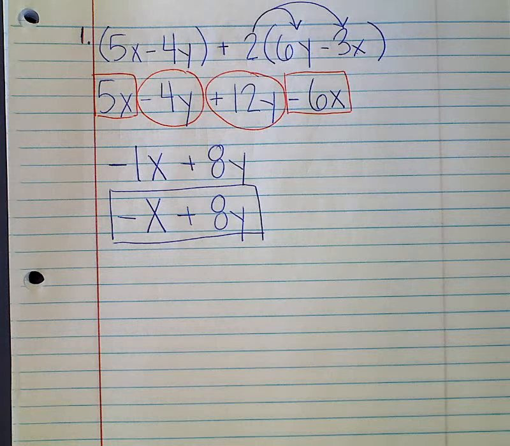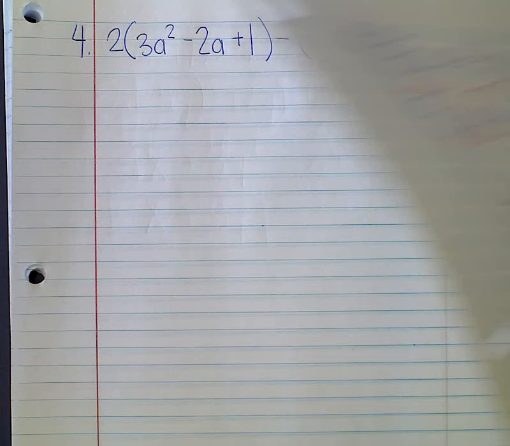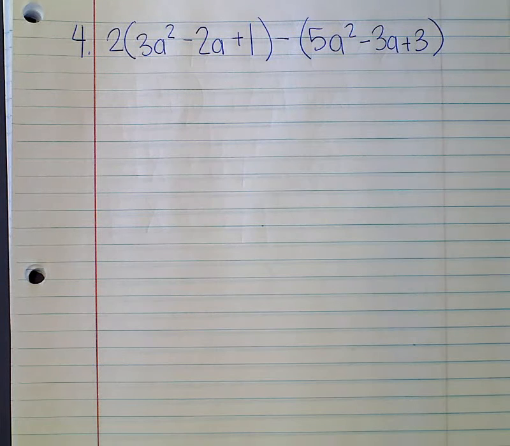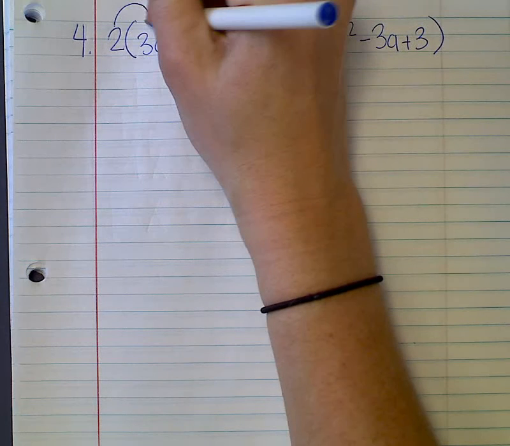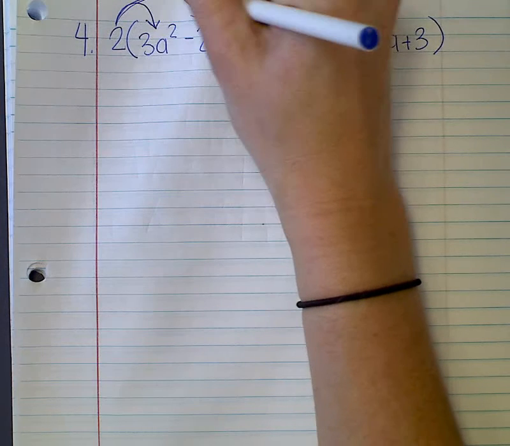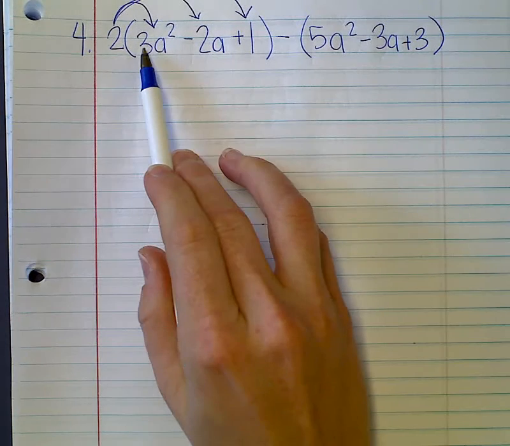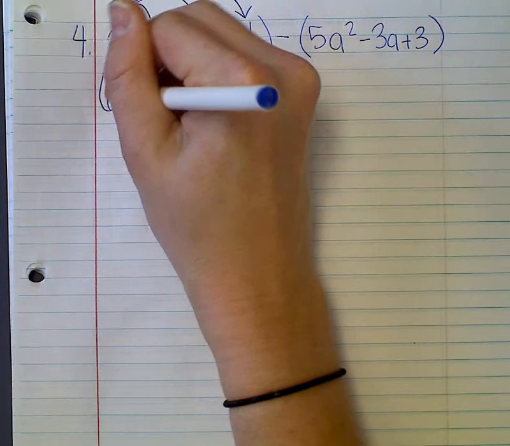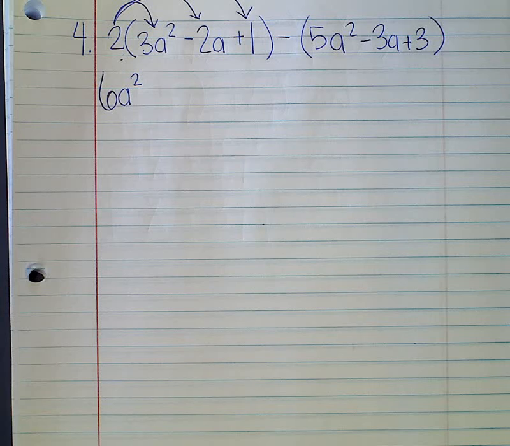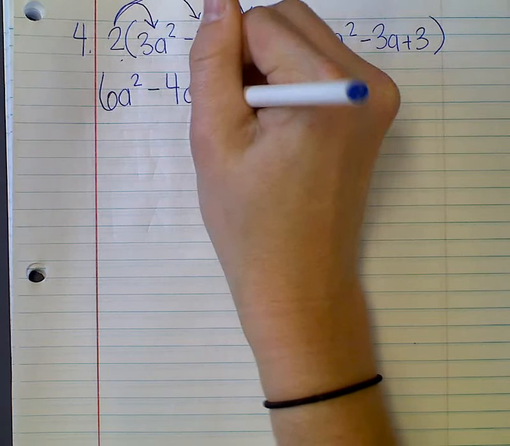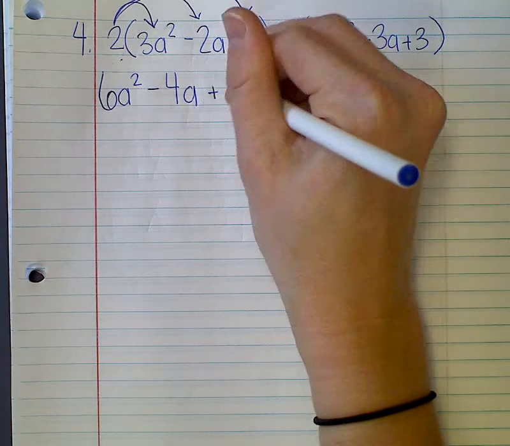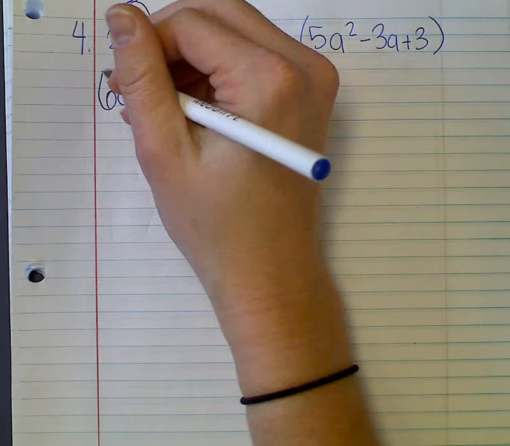Let's look at number 4 for subtraction. For number 4, I have 2 times the quantity of 3a squared minus 2a plus 1 minus the quantity 5a squared minus 3a plus 3. Again, we need to distribute our 2 into our parentheses. 2 times 3a squared is 6a squared. 2 times negative 2a is negative 4a. 2 times 1 is 2. We have just made a new quantity, so keep this in parentheses.